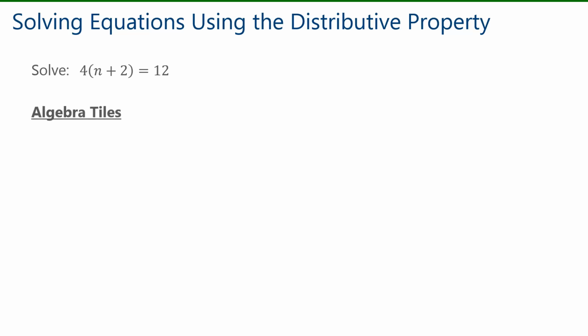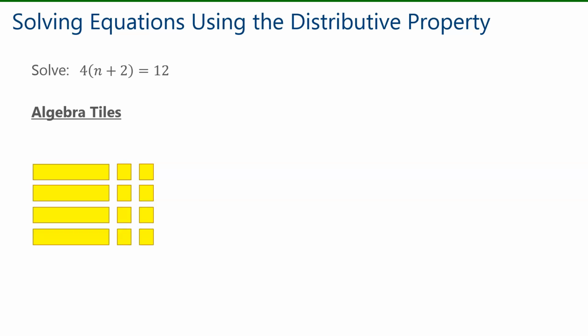In the previous section, we learned that 4 times (n + 2) means 4 groups of n plus 2. So if we model n plus 2, we would have 1 yellow rectangle and 2 yellow squares. 4 groups of that would be the following. And on the right-hand side, we would have 12 yellow squares.